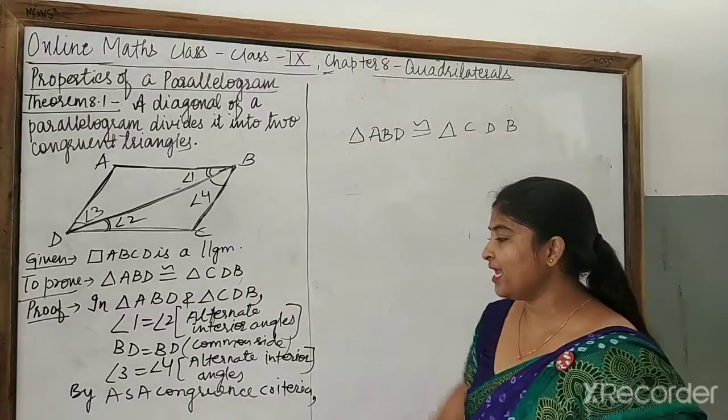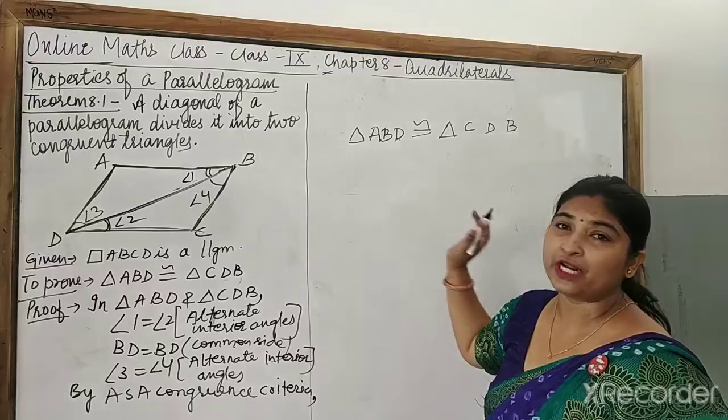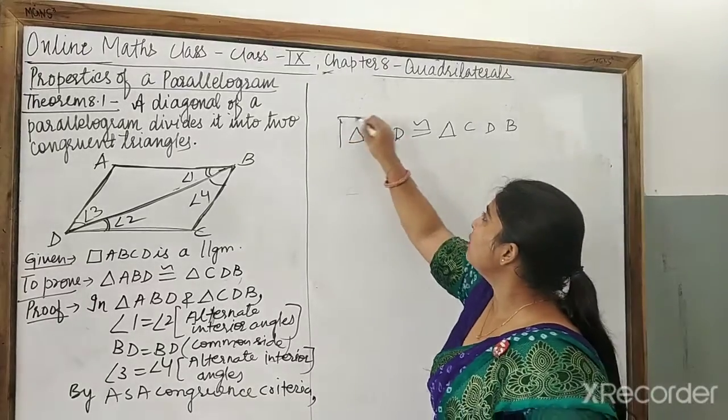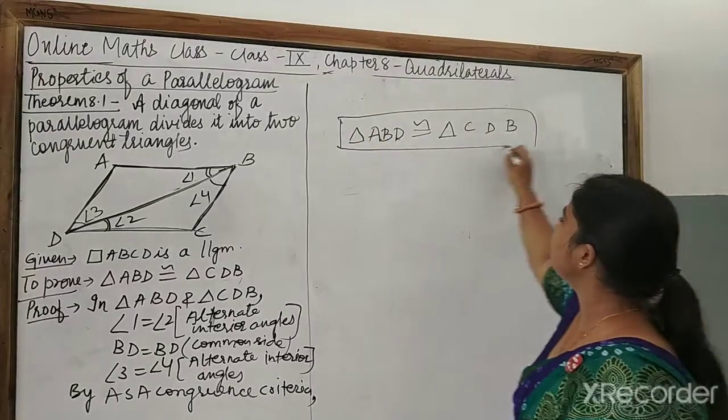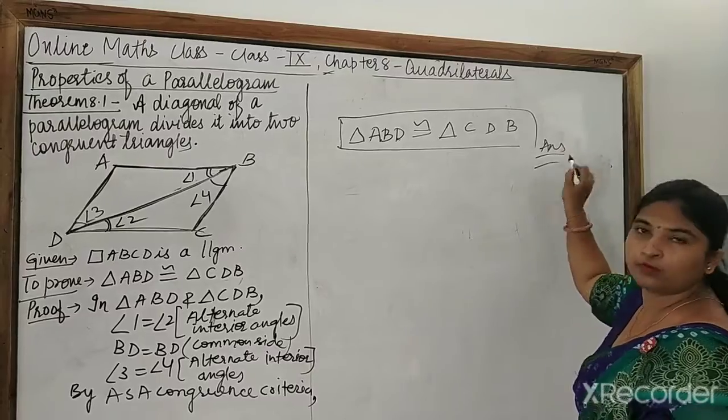So by ASA congruency criteria, both the triangles are congruent, and this only we had to prove. Got it?